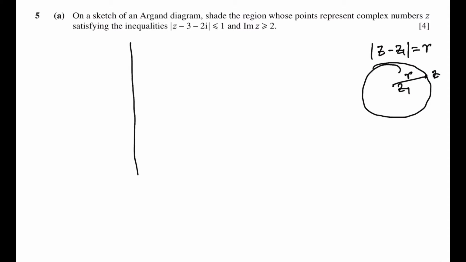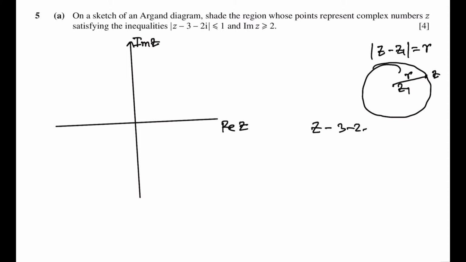Let me draw the imaginary axis, Im z, and then the real axis, Re z. So |z minus 3 minus 2i| less than or equal to 1 means the coordinates of the center are (3, 2) and the radius is 1. That's the circle with center (3, 2). The center's coordinates are (3, 2) and its radius is 1.